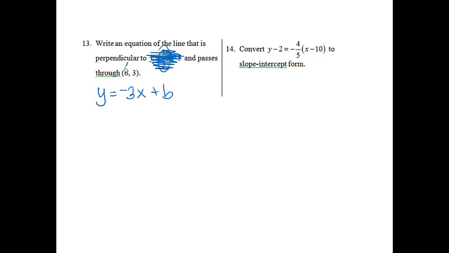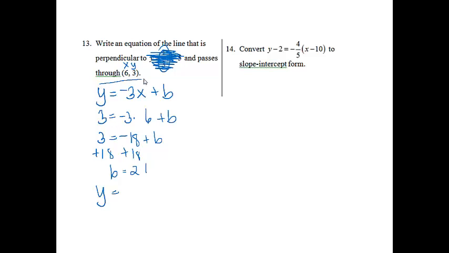I'm going to label this point as x and y. And now again, we're just going to plug in what we know. My y is 3, my x is 6, and then I'm looking for b. So I'm going to have 3 equals negative 3 times 6 is negative 18 plus b. And then we'll add 18 to both sides. So I'll get b is equal to 21. So then my final answer is, I'm just going back up into this equation right here and putting my b in. So it will be y equals negative 3x plus 21.